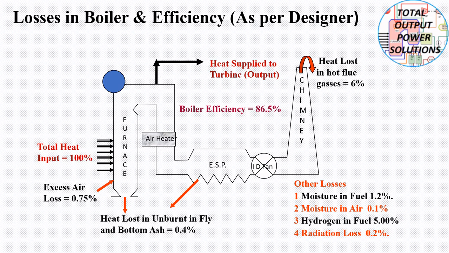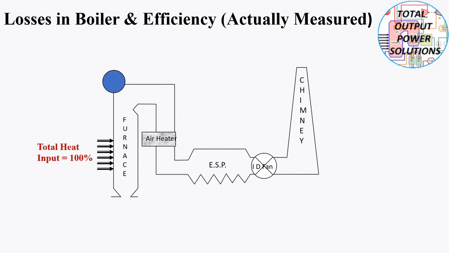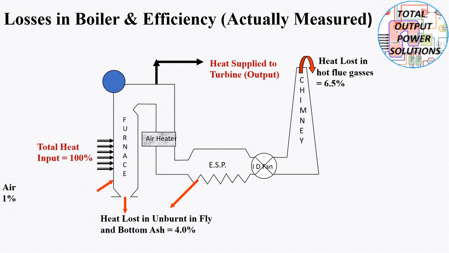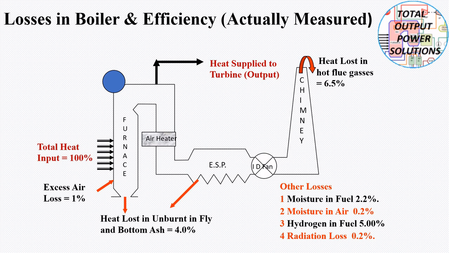Whereas in actual measurement, when we actually measure the losses in the boiler, you will see that the heat lost in hot flue gases is around 6.5%. The excess air loss is 1%. The heat lost in unburnt in fly ash and bottom ash is 4%. And of course, because of the coal quality, the other losses are there. Radiation loss is also constant 0.2. So with these losses, the turbine efficiency comes out to be 81.1%. This is the actual measured efficiency.